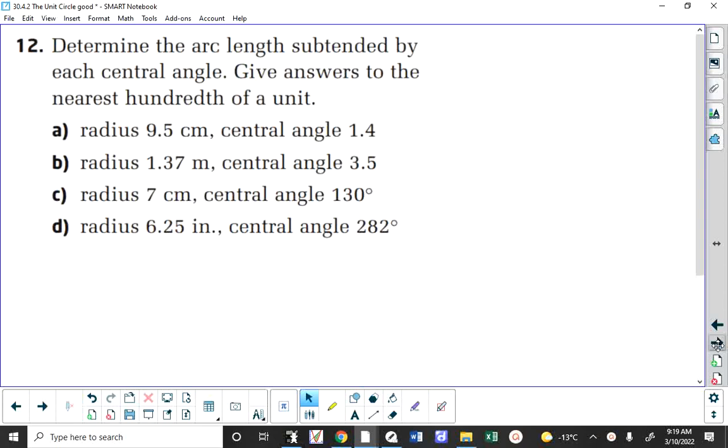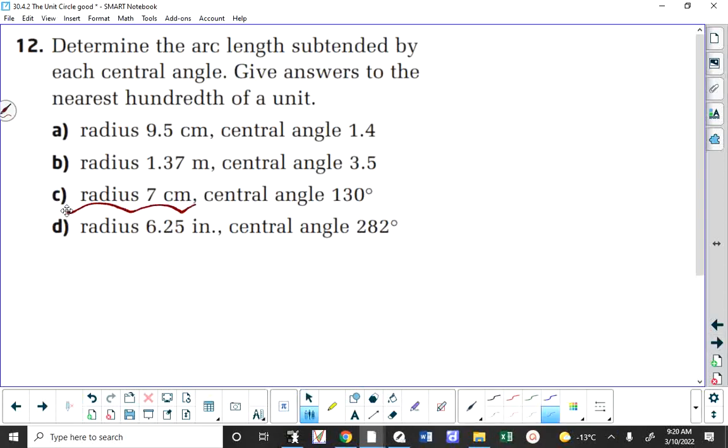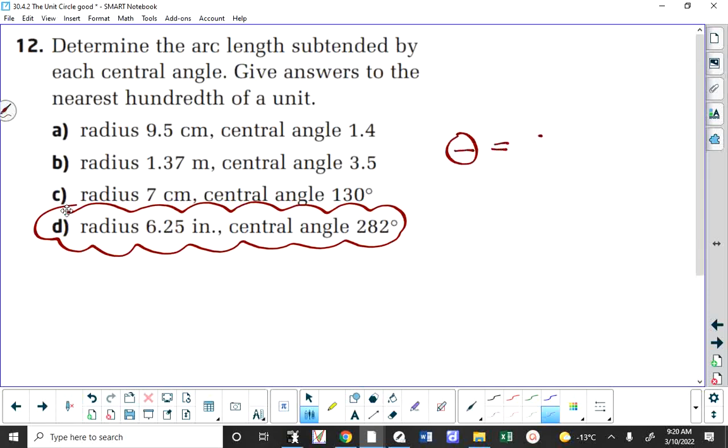12B? D? Okay. So we have a radius of 6.25 inches, and the central angle is 282, and you're asked to determine the arc length. So theta equals A over R. I'm a rearranging kind of guy. I would just rearrange this first and say A equals R theta.